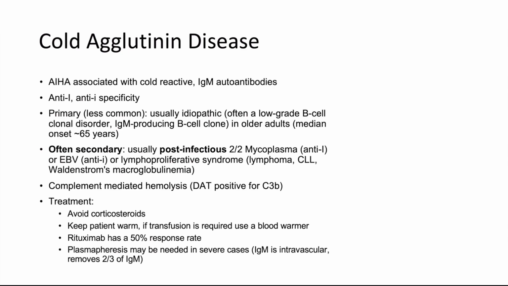Here, they bind anti-big I or little i specificity, and when they have specificity, they usually develop due to primary or secondary causes. Primary is not very common. It's usually a patient who has an IgM producing B cell clone, usually an older adult, due to a low-grade B cell neoplasm.